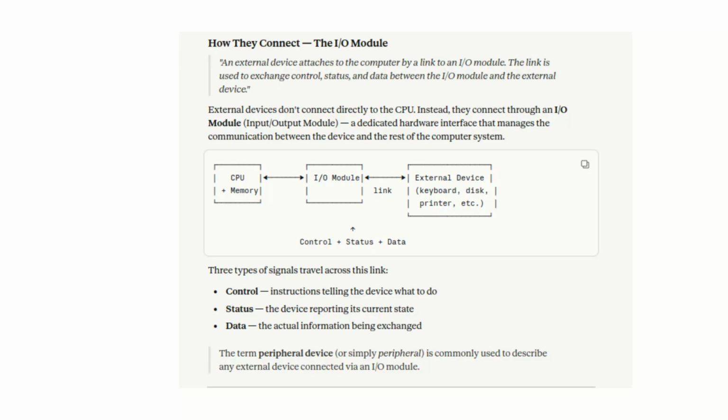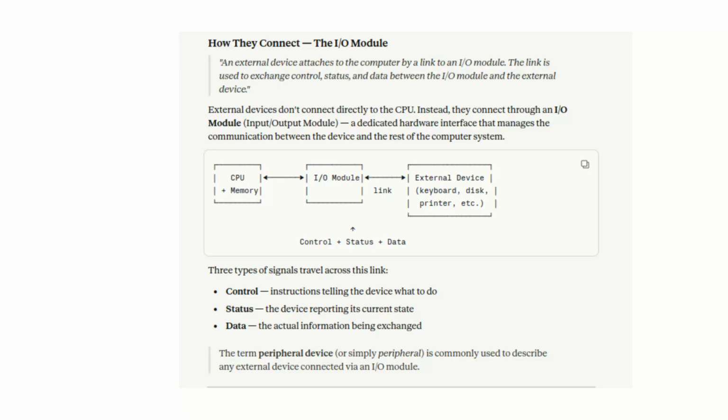You have to understand that our external device cannot directly connect with the CPU. So there is an interface between them, a link between them, that is the I/O module. The I/O module links the computer and the external devices, and through this link the control, data and status can be transferred. So this I/O module is a dedicated hardware, an interface that manages the communication between the computer system and the external devices. So this is a dedicated hardware interface.